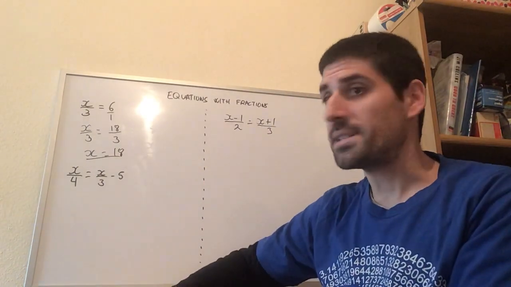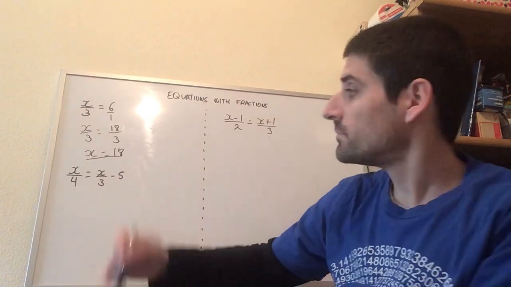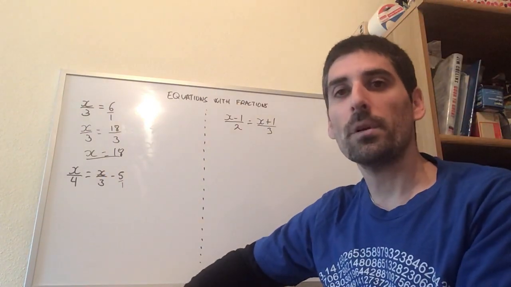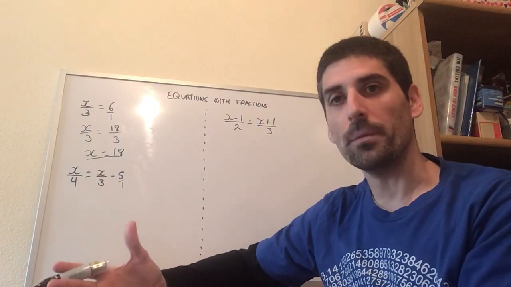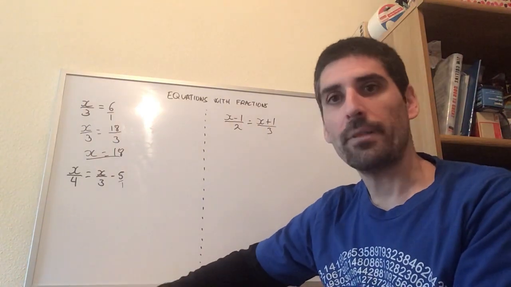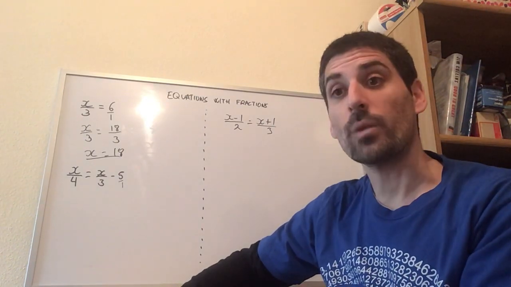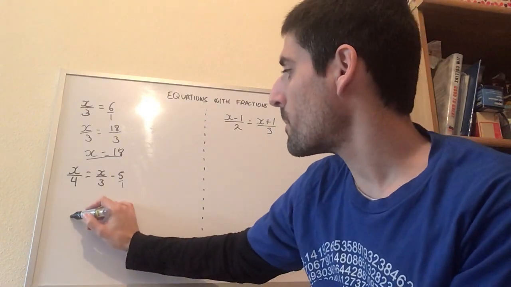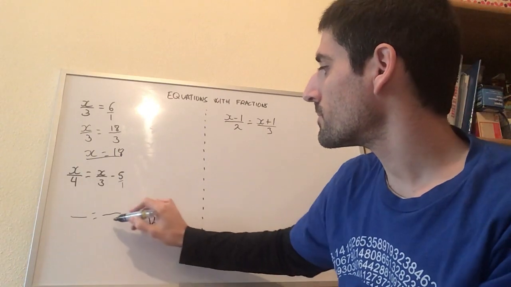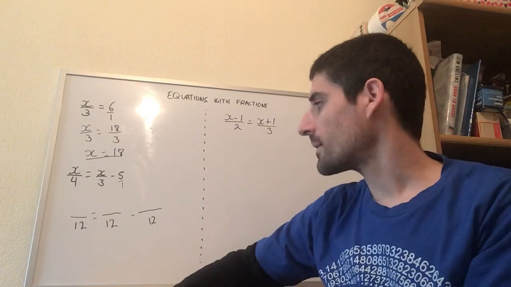Next equation, same story. I've got 4, 3 and 1. So I need to find the lowest common multiple between 1, 3 and 4. Between 3 and 4. And it doesn't take a very brainy person to know that the lowest common multiple between 1, 3 and 4 is 12. So I'm going to have to write everything out of 12.